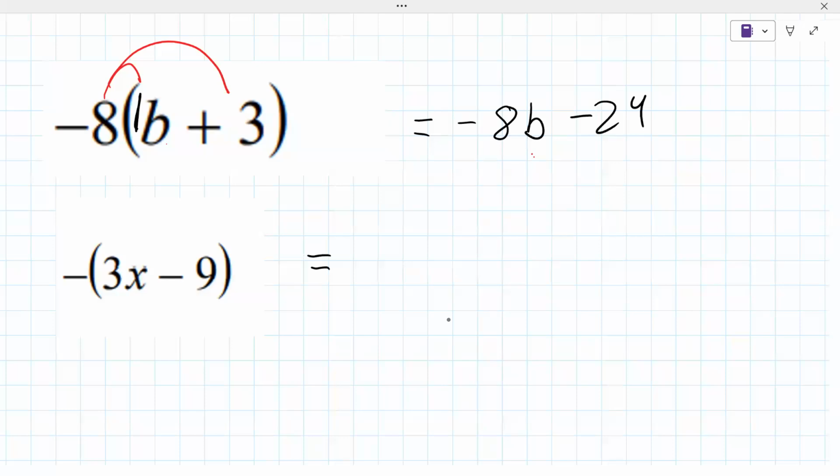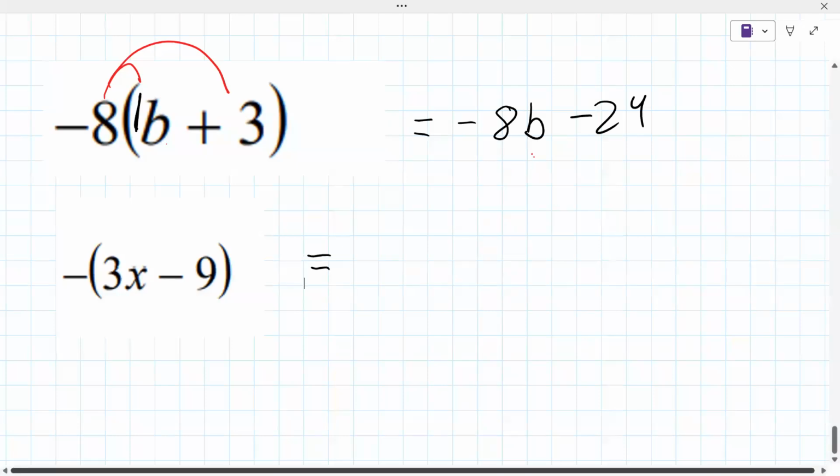Would it be 12x? You're changing the sign when it's a negative on the outside. It's like the 3x doesn't combine with the -9. They're not like terms. So you're just changing the sign. If it's positive, it becomes negative. If it's negative, it becomes positive. Oh, okay.